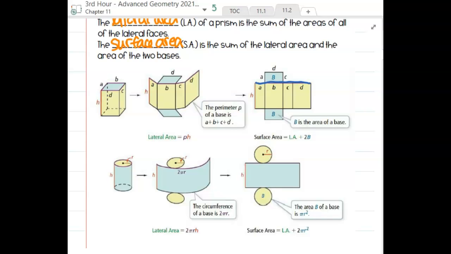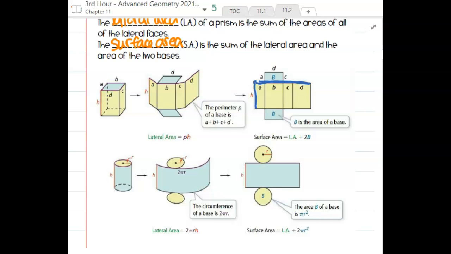If you go back to the original picture, when you take a plus b plus c plus d, what are you finding? The perimeter. You're finding the perimeter of that base. So when you unfold it and put all those sides right next to each other, the perimeter is your base. So to find the lateral area, to find the area of that big rectangle, you're going to multiply the perimeter by the height.